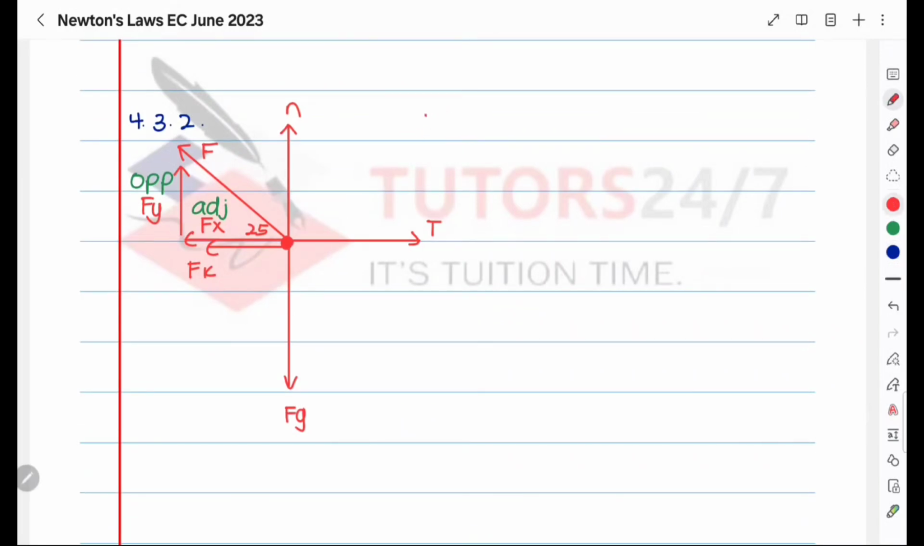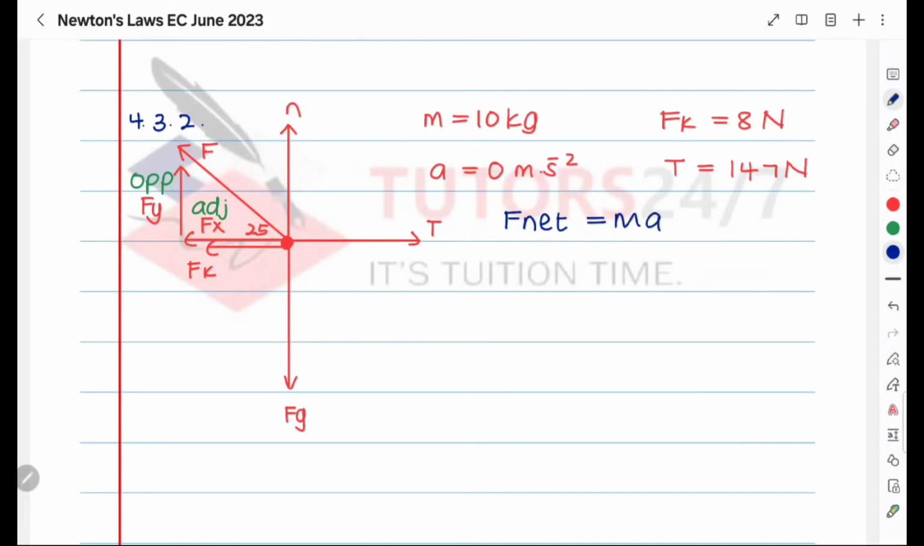So we'll just make a note that the mass is 10 kgs. The kinetic frictional force was given as 8 newtons. And acceleration is 0. And we previously calculated tension as 147 newtons. So we're going to use the formula F net is equal to ma.